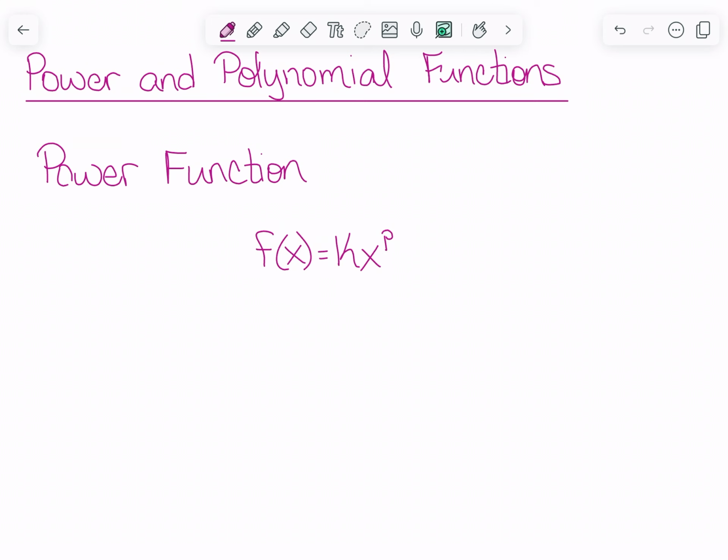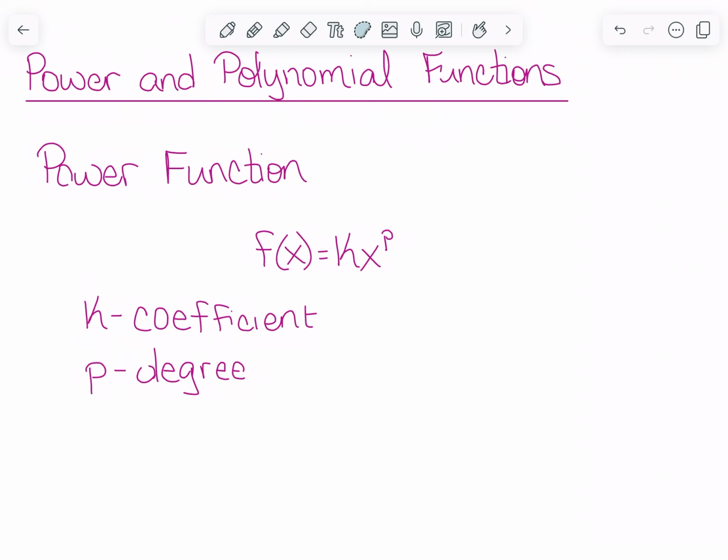These functions get the name power function because the variable is raised to some known power. It is important to note that our x variable should be the base of the exponent for the power function. It should be the thing we're raising to the power. The number k is known as the coefficient of the power function. The number p is known as the degree of the power function.